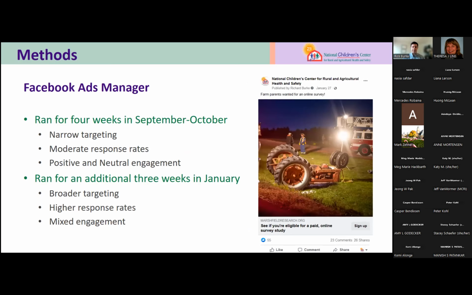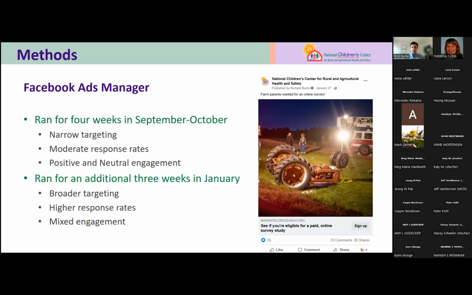And so our initial campaign ran for 4 weeks, sorry, not 4 months, in September to October in 2021 with a narrow targeting. And we did get some pretty reasonable response rates, but we also didn't have a ton of engagement with Facebook users. But most of the engagement, such as comments or replies we had, were pretty positive. People were pretty receptive to wanting to increase child egg safety, especially when we're focusing that campaign on farm parents specifically.